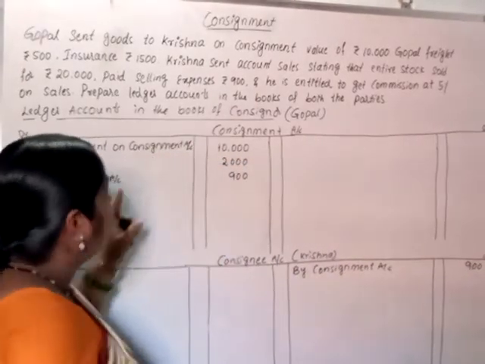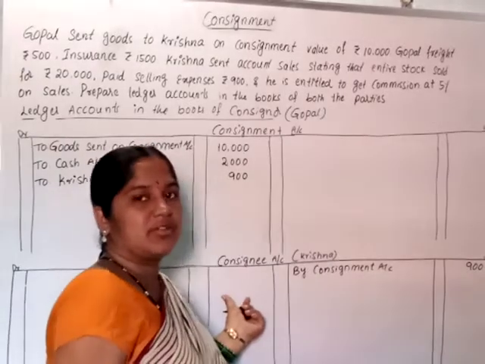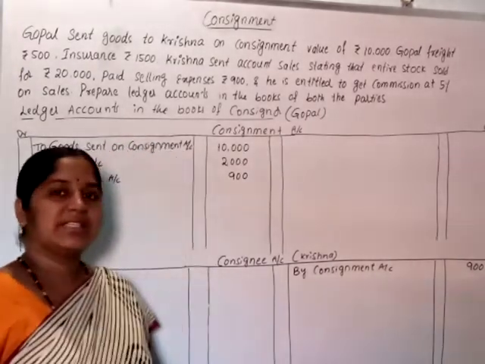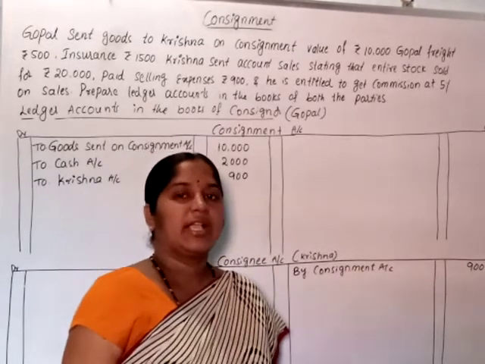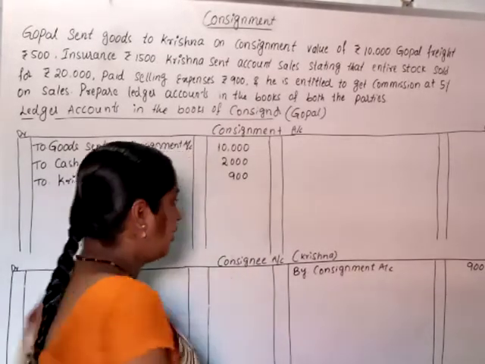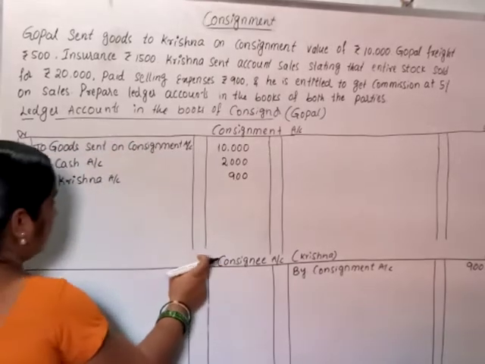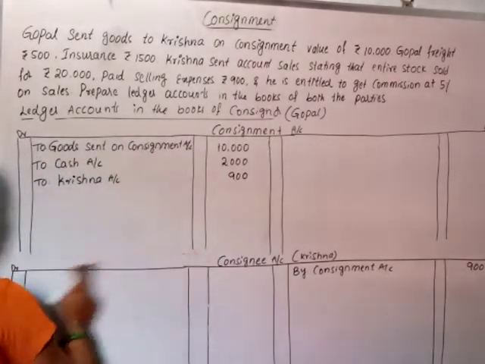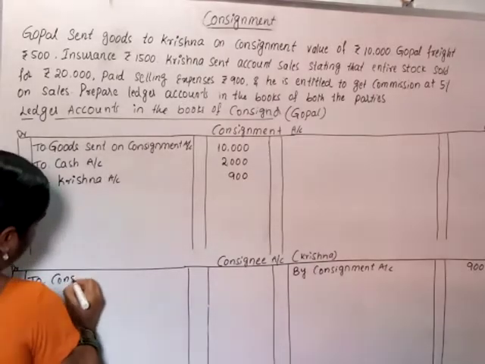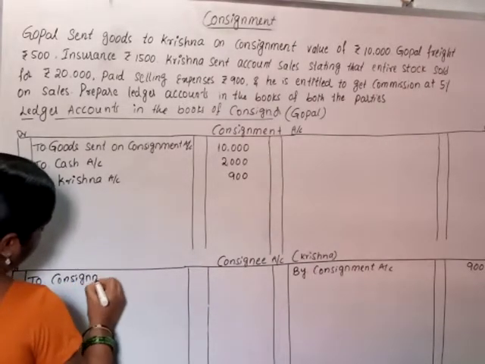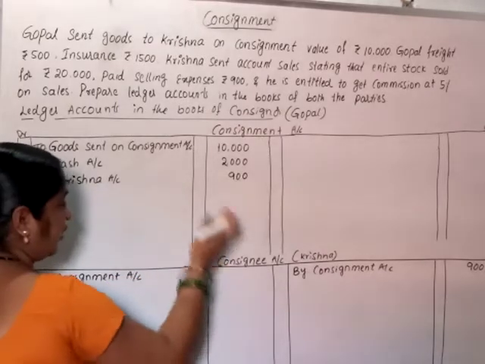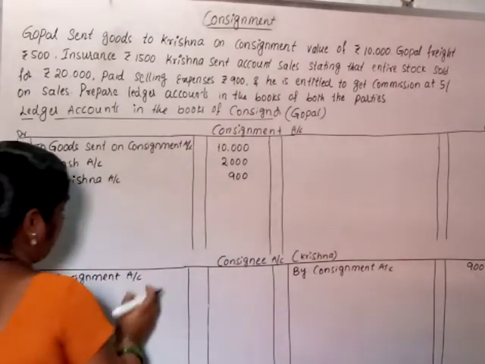Next one, for the sales. The entire stock was sold here. The entry for sales is consignee account debit to consignment account. So we debited the consignee account, no? So consignee account we have. Consignee account debit to consignment account. We debited the consignee account, that's why it is affected on the debit side of the consignee account.